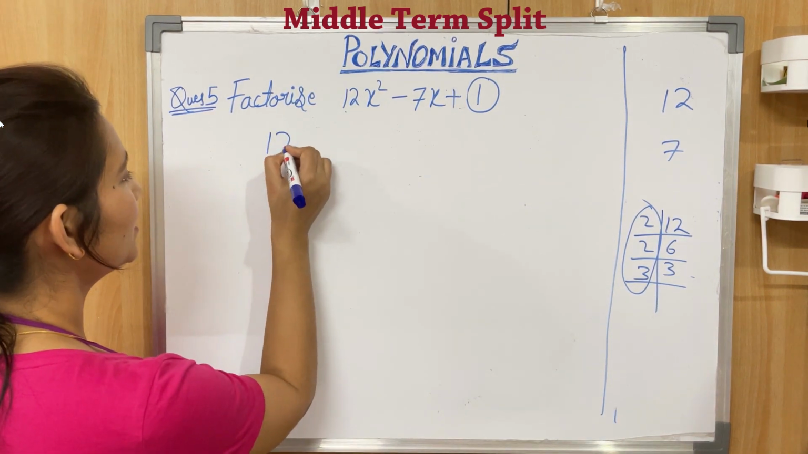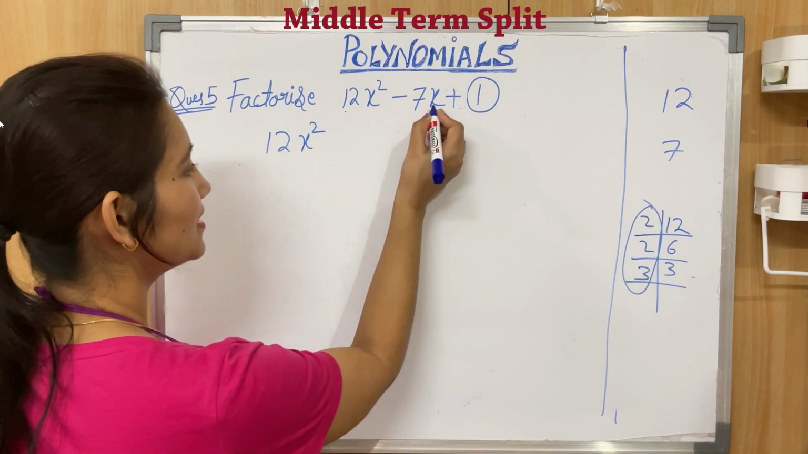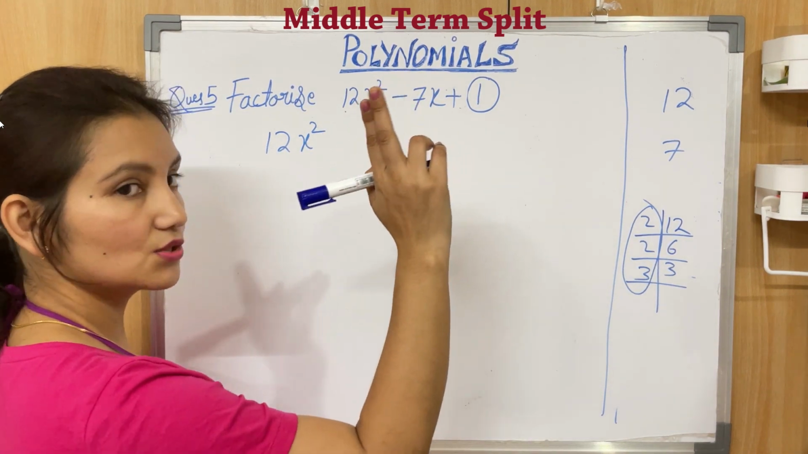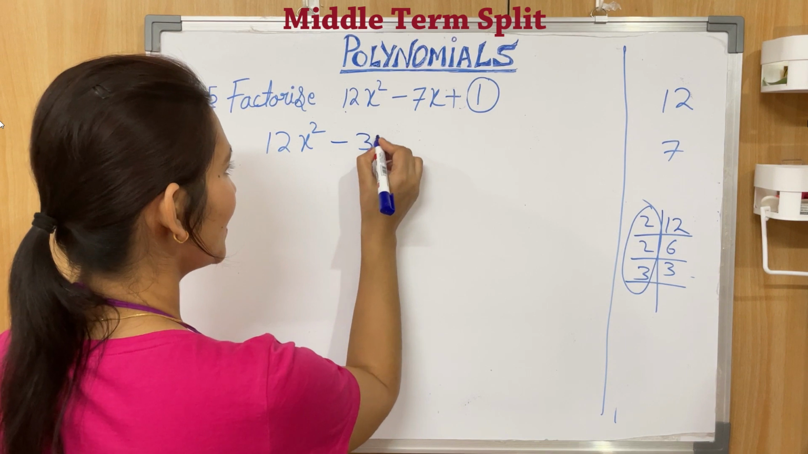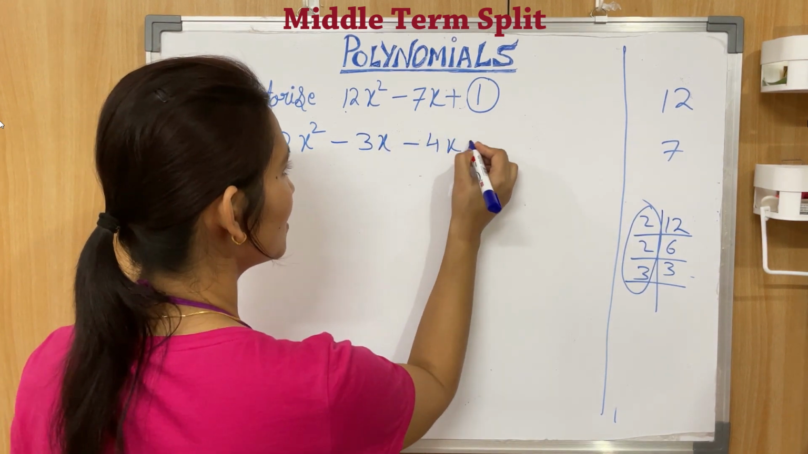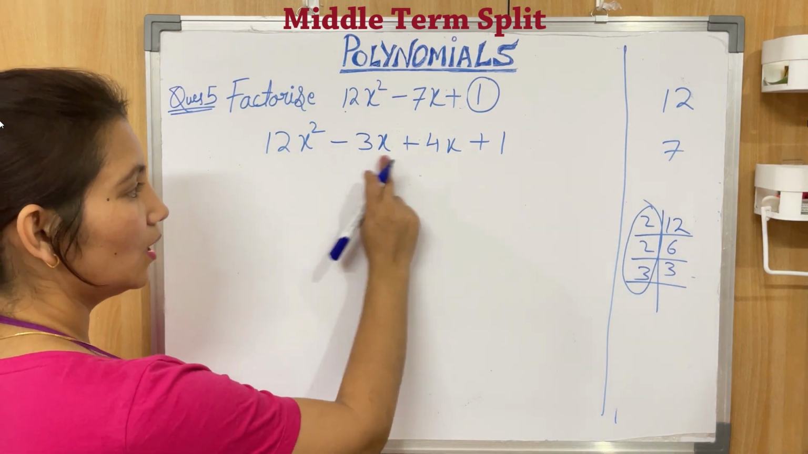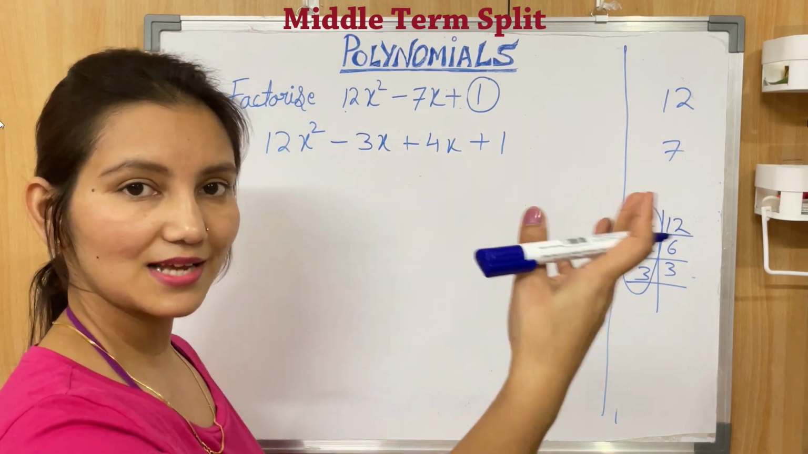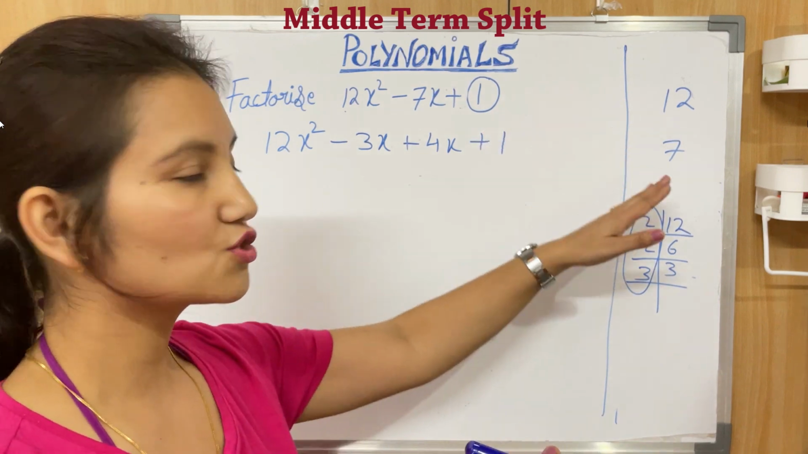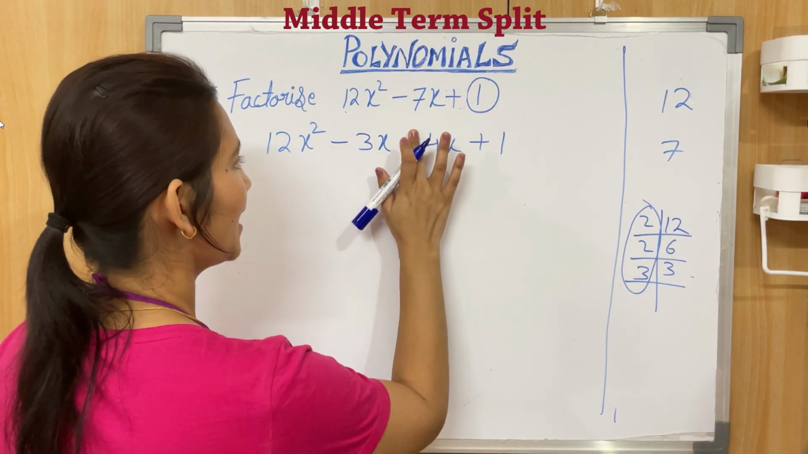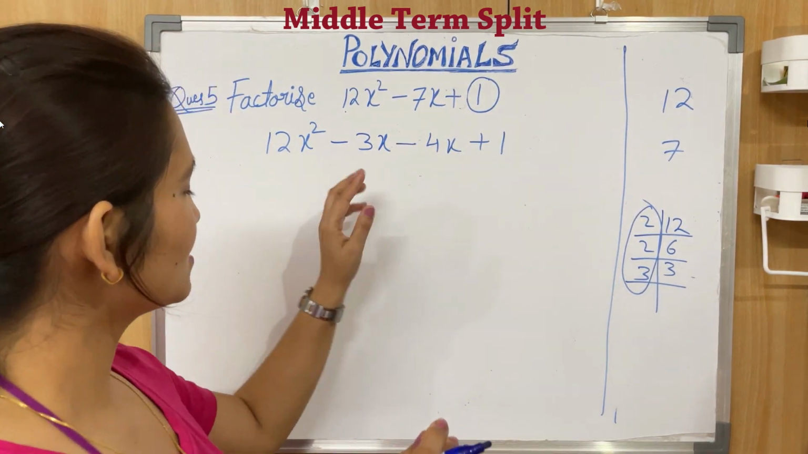So let's do it. 12x square minus 7x. What are my two numbers? 3 and 4. So minus 3x minus 4x. Be careful with the sign again. I cannot use a plus here, because once I use plus here, it will become minus 3x plus 4x, and that would totally distort the equation. It should be minus here. Minus 3x, minus 4x.